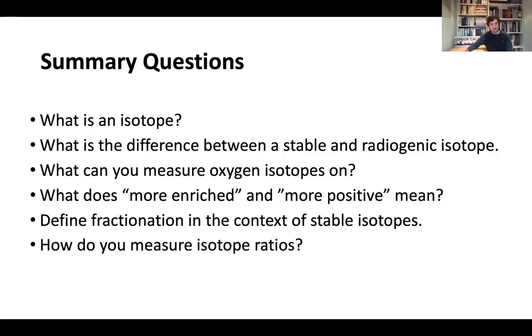Okay, so that's the end of the first of these five lectures. Here are some summary questions. Pause the video here and have a look through these summary questions. Hopefully you can answer them. If you can't, go back to the relevant slides and listen again to what I said, and hopefully you'll be able to answer them then. Thank you very much.